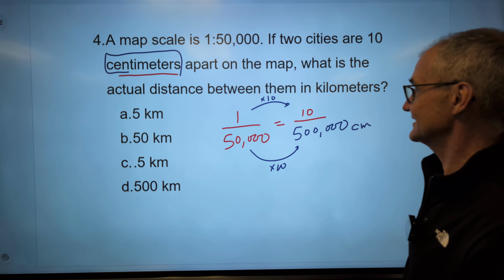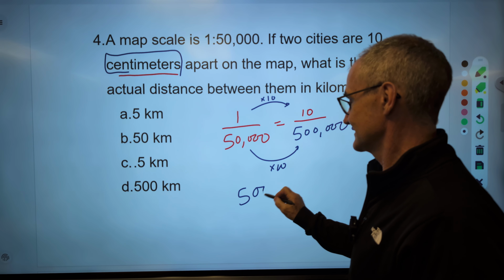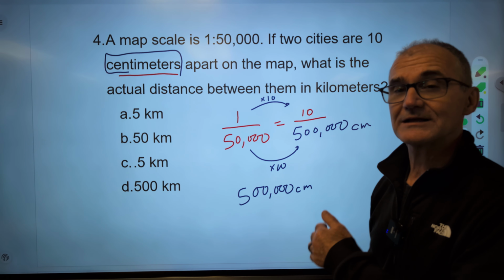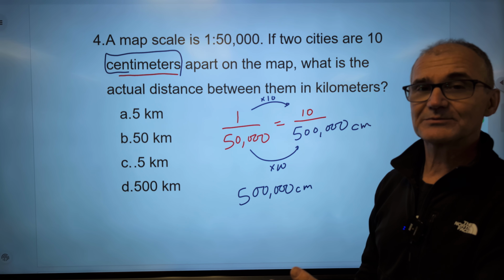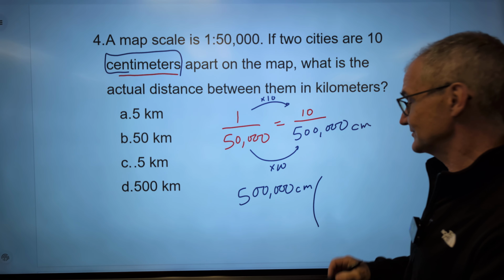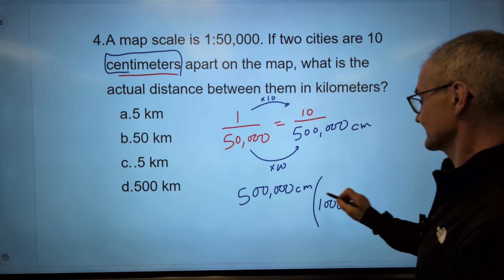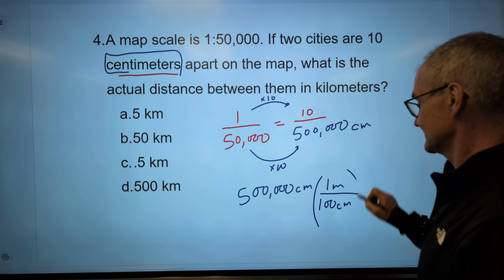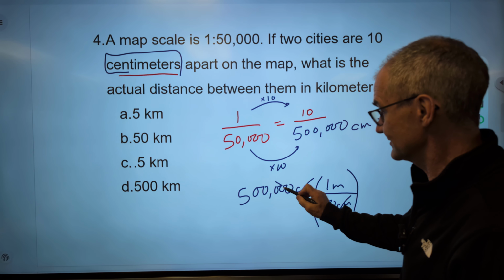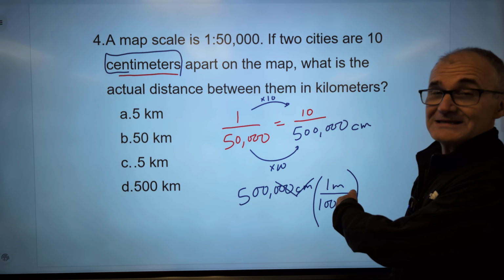This is a little tricky here. You need to know that I have 500,000 centimeters and I want kilometers. So I'm going to multiply by a ratio equivalent to 1. Centi is 100. So there are 100 centimeters to the meter. Centimeters cancel. 2 of these zeros take off 2 of those zeros. So now I have 5,000 meters.